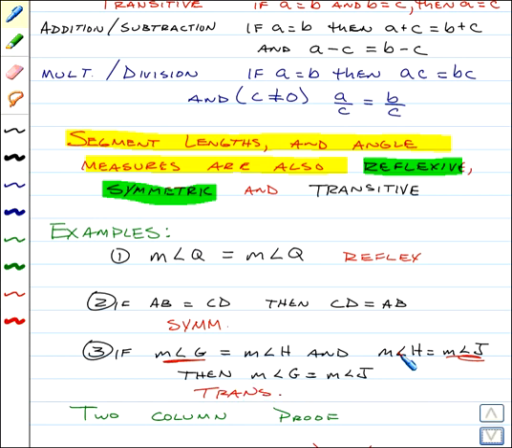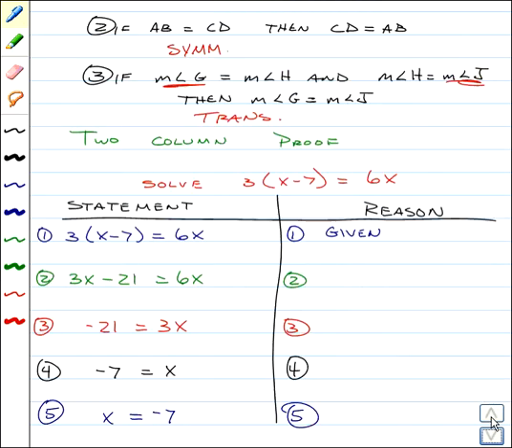Okay. Now that leads us into what we're going to see most of the time when we're dealing with these proofs, what we call a two-column proof. Two columns, and we put the statements in one column on our proof, and we put the reasons for each statement in the other column. Okay? So for this one, we've got a proof. We're going to do a proof of the solution to this equation. And once again, we're given that equation, so given is our first reason.